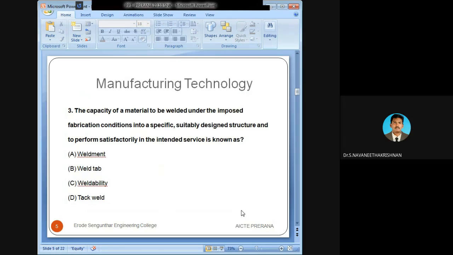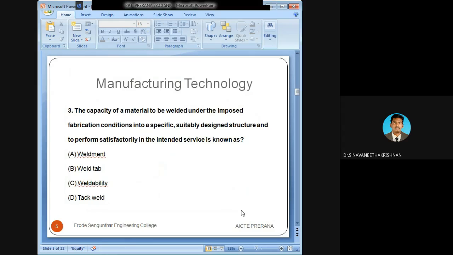The next question is, the capacity of a material to be welded under the imposed fabrication conditions into a specific, suitably designed structure and to perform satisfactorily in the intended service is known as? Once again, I repeat the question: the capacity of a material to be welded under the imposed fabrication conditions into a specific, suitably designed structure and to perform satisfactorily in the intended service is known as?